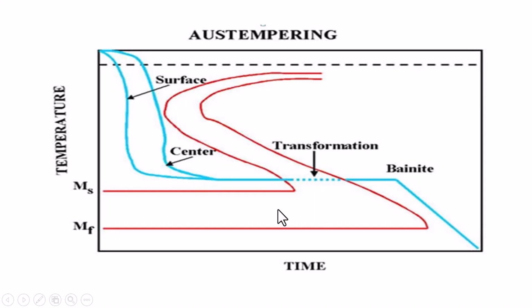After the transformation you are cooling slowly. You can see temperature is decreasing with respect to time. Here the temperature is constant with respect to time, in this region. So that is isothermal transformation, simply called the austempering process. After austempering, the product we get is bainite. This is stable austenite, this is unstable austenite.